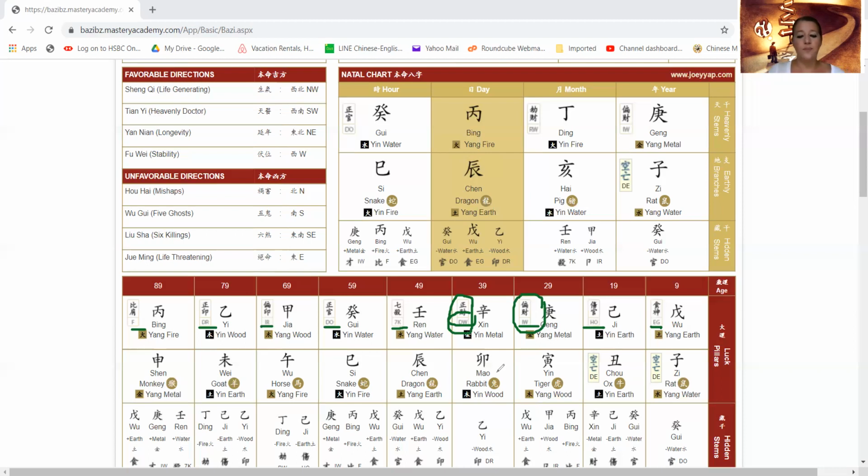Now, if the client goes through a friend or rob wealth luck pillar, we don't have one here, but that's basically just marked RW. Friend or rob wealth luck pillar, the life lesson here is do not judge. Become less judgmental and just accept the fact that everyone is different. Everyone has different goals, different motivations.